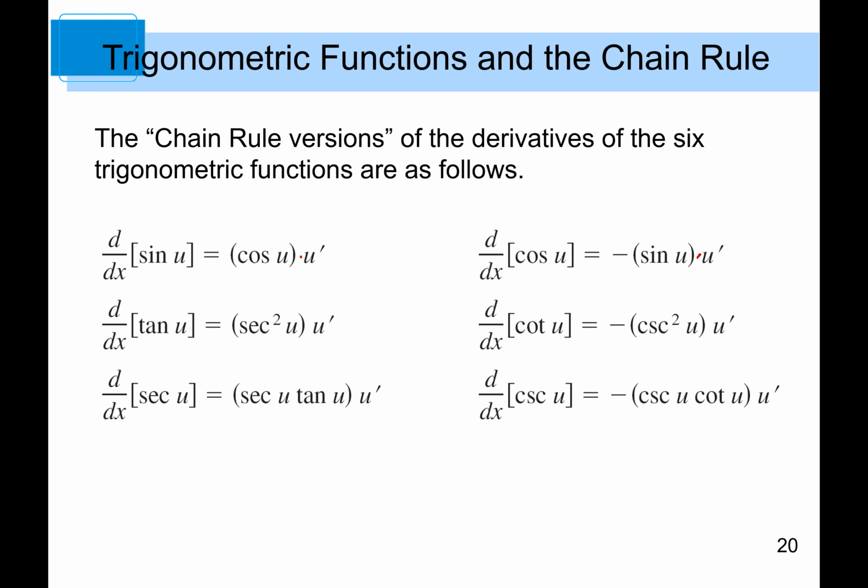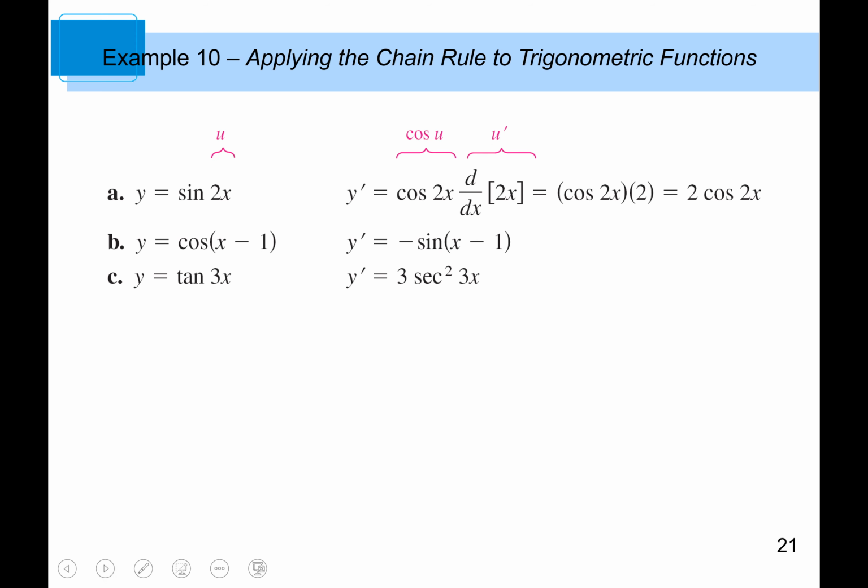Derivative of tangent u equals secant u squared times u prime. Okay. And derivative of cotangent u equals negative cosecant u squared times u prime. Derivative of secant u equals secant u times tangent u times u prime. Derivative of cosecant u equals negative cosecant u times cotangent u times u prime. Okay. Let's take a look at how we apply this.